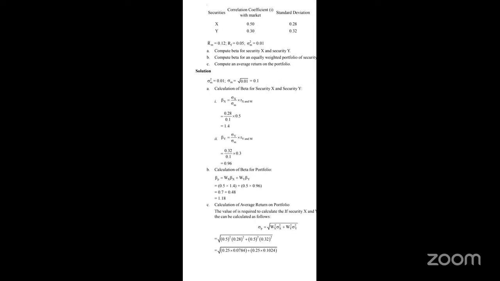Okay. Calculation of beta for the security X and Y. So the formula for beta is equal to sigma X by sigma M into sigma X into market. Okay. So we'll apply the values in the formula. We'll be getting the beta of X and beta of Y. So we got beta of X as 0.196 and beta of Y is 1.18.